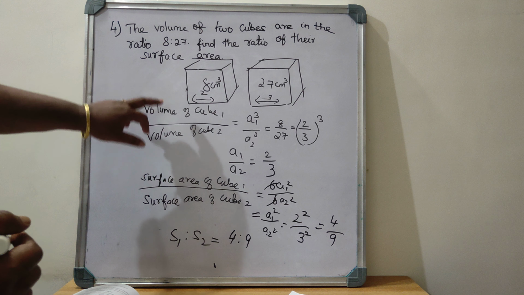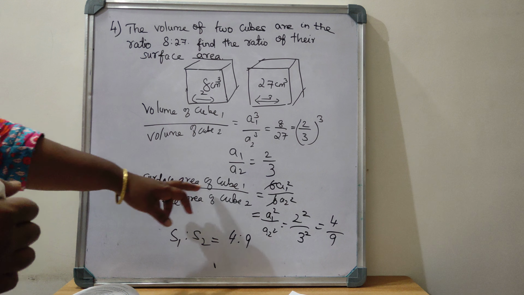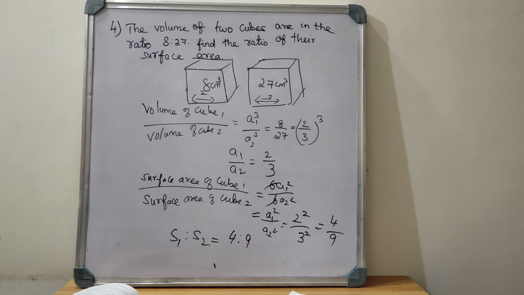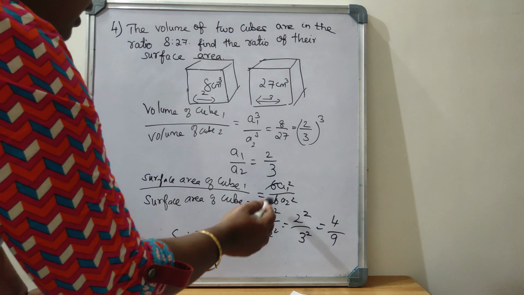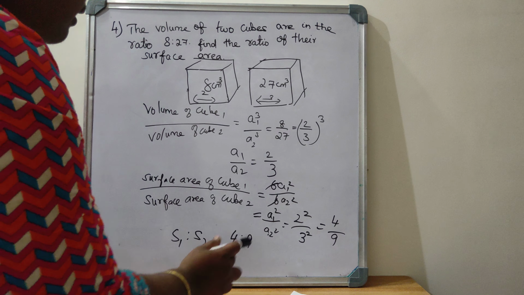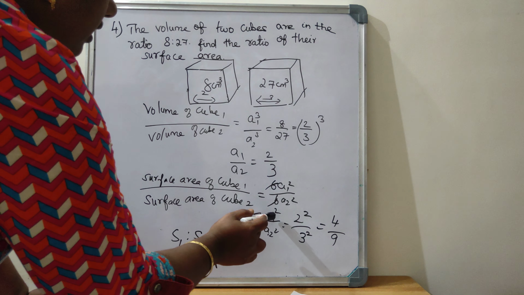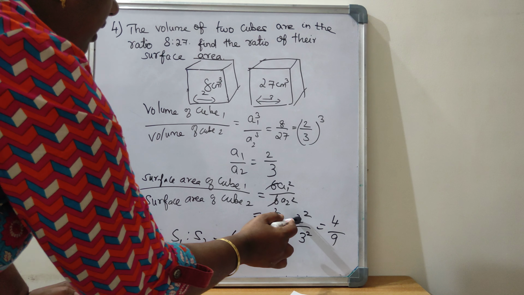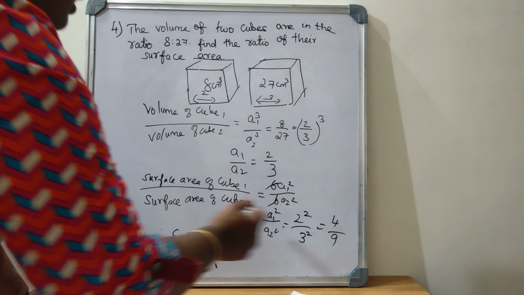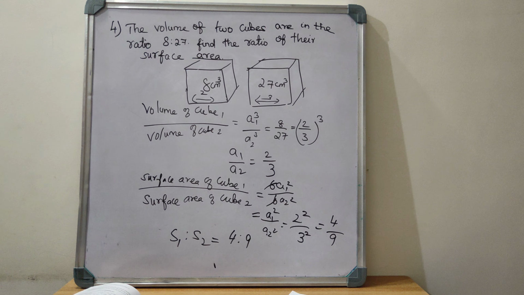So from this we are going to find the surface area. So surface area of cube 1 by surface area of cube 2, that equal to 6A1 square by 6A2 square. 6 gets cancelled. A1 square by A2 square. So A1 is nothing but 2 square, A2 is 3 square. So 2 square is 4 and 3 square is 9. So the ratio of surface area of cube 1 to surface area of cube 2 is 4:9.